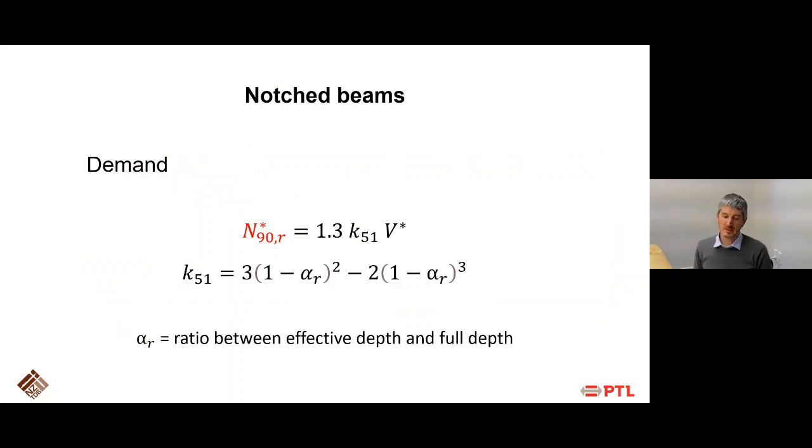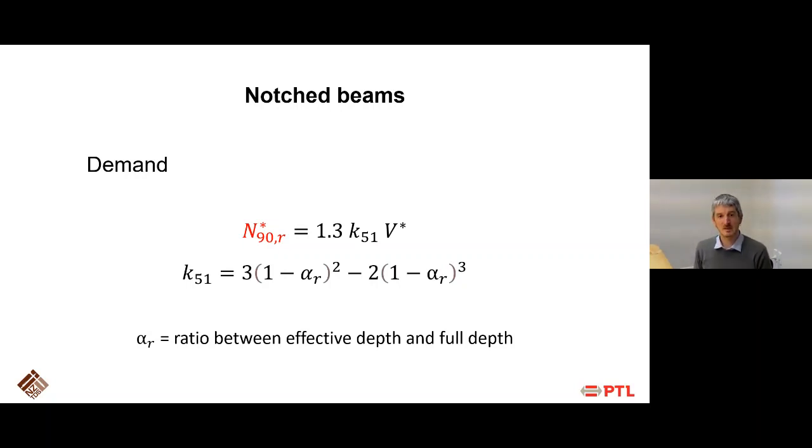So now that we have quickly seen the problem and how we can solve it, obviously the next question is how can we determine the demand in our reinforcing? Now here a very simple equation which is based on rotational mechanics and equilibrium. It requires your shear demand in the beam and then a factor K51, which is based on the ratio between the effective depth and the full depth of the beam.